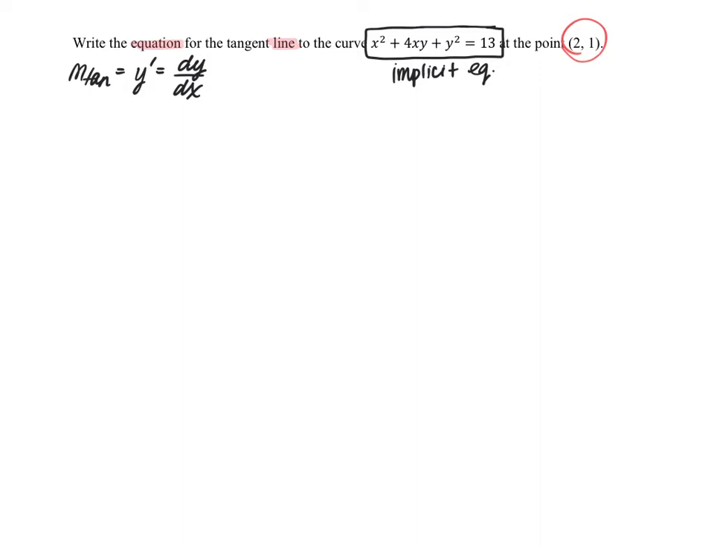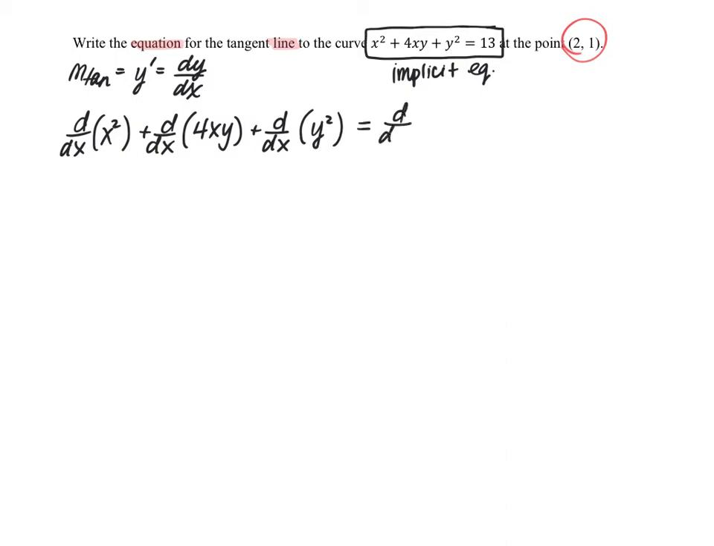So we're going to start by taking the derivative of each term, essentially. So the derivative with respect to x of the first term, which is x squared, plus the derivative with respect to x of the second term, 4xy. And I can take the derivative of all three of these terms individually, remember, because they're being added to one another. And then what I do to the left side, I must also do to the right. So I'm taking the derivative basically of both sides.